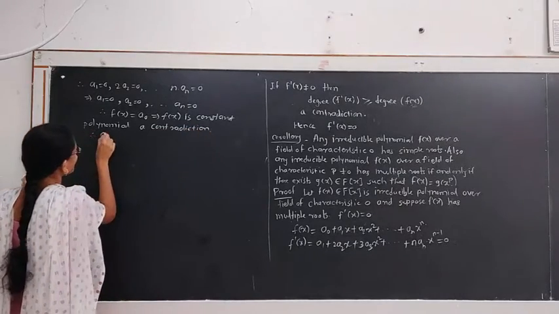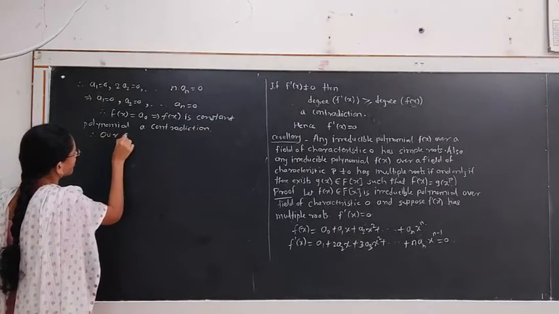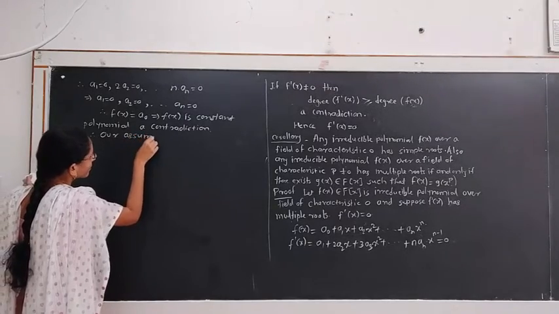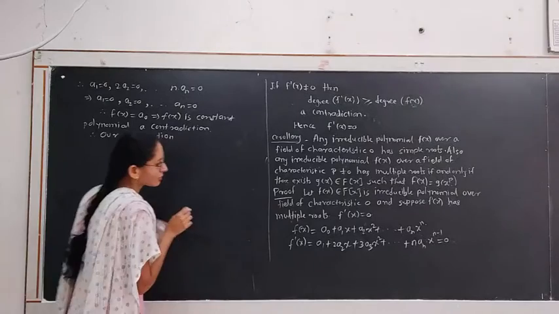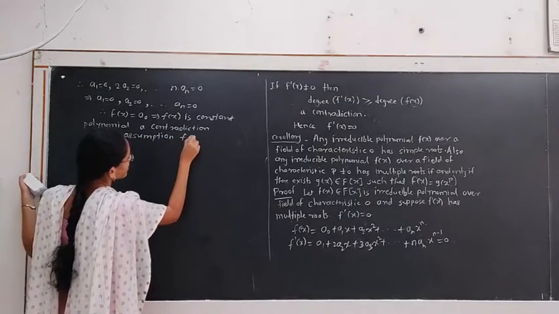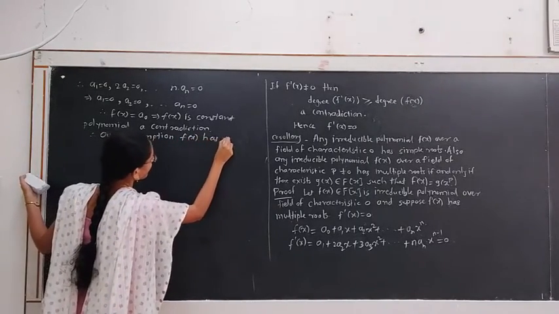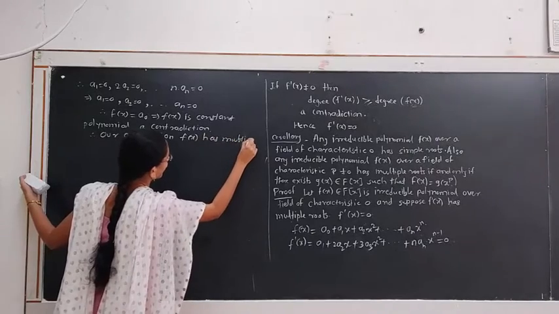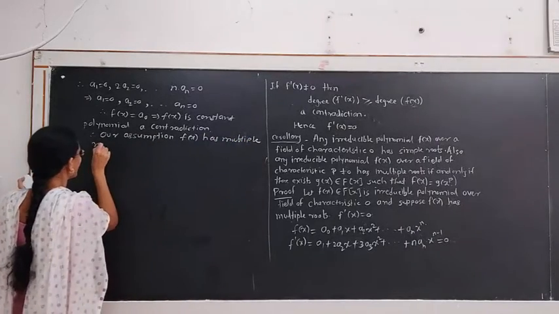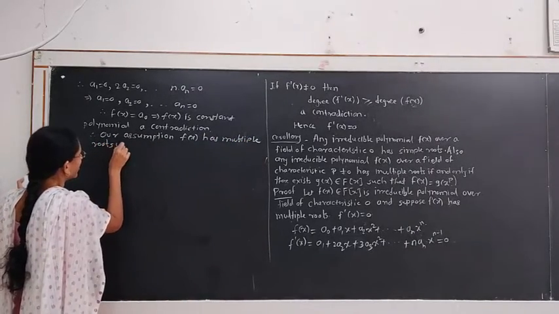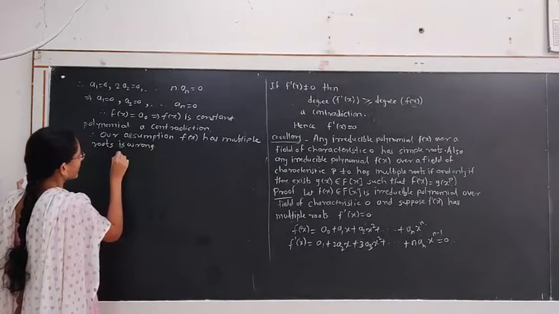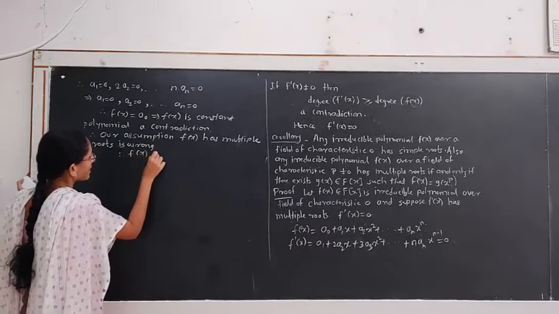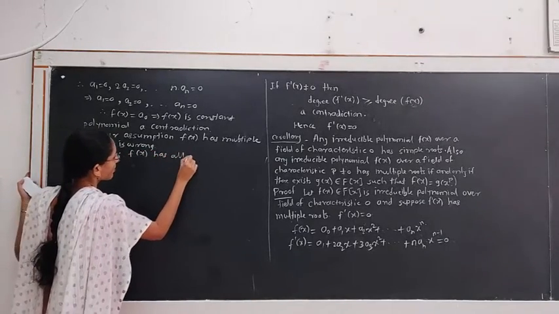Therefore, our assumption was wrong. What was our assumption? F(x) has a multiple root. Therefore, f(x) has all simple roots.